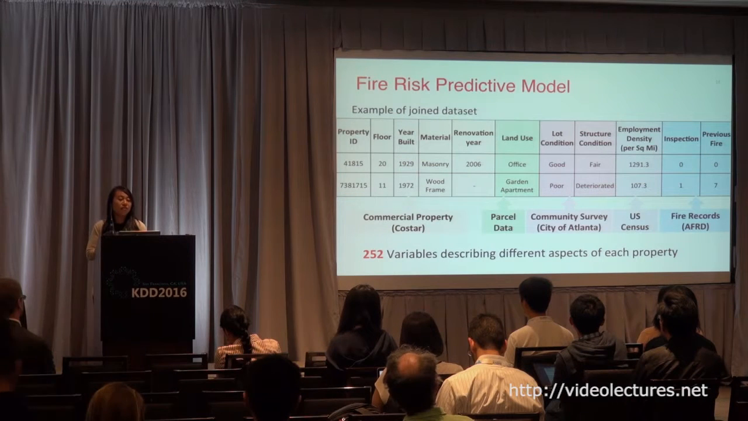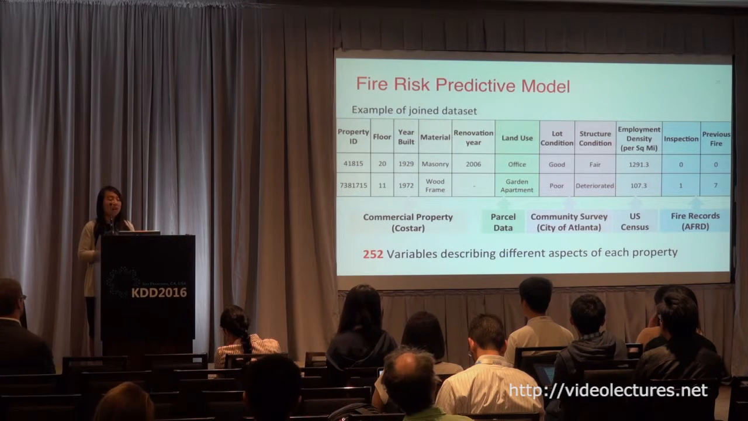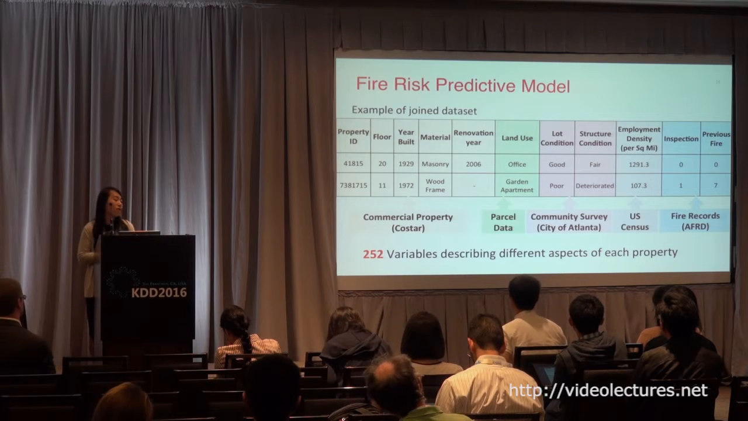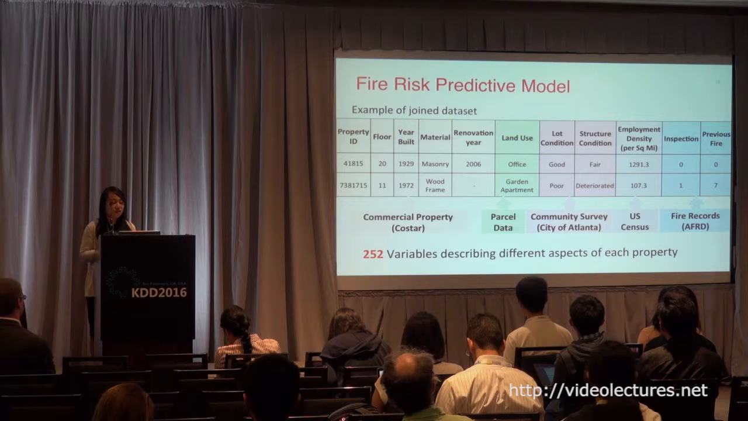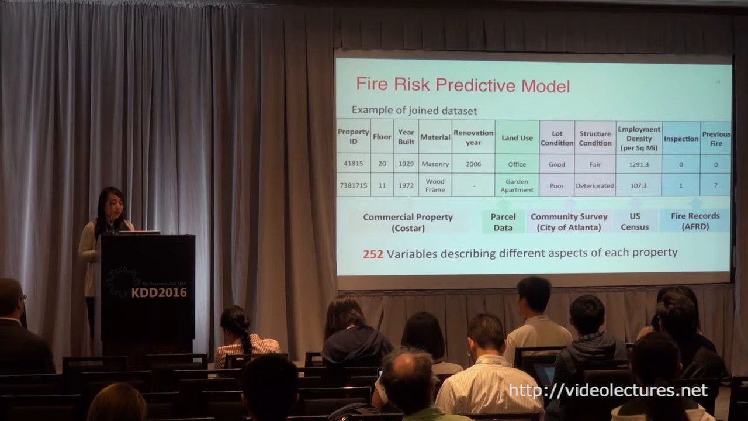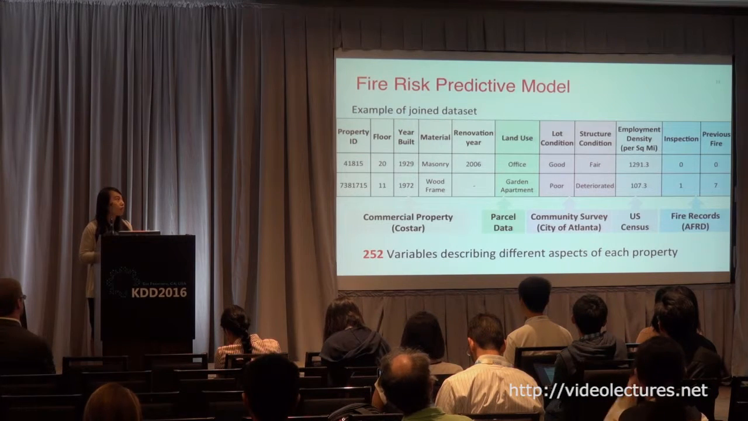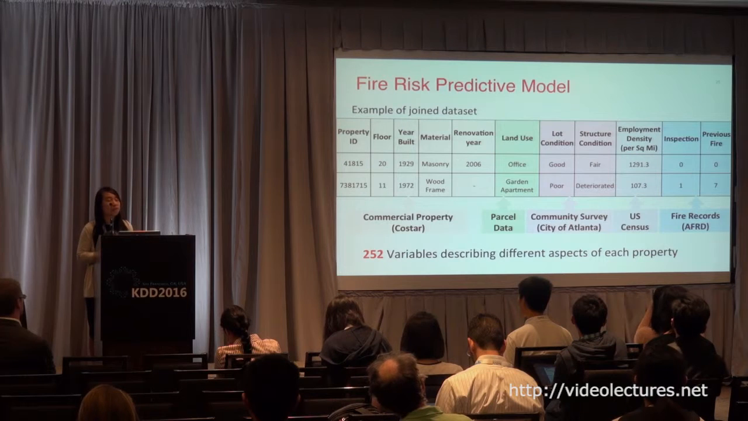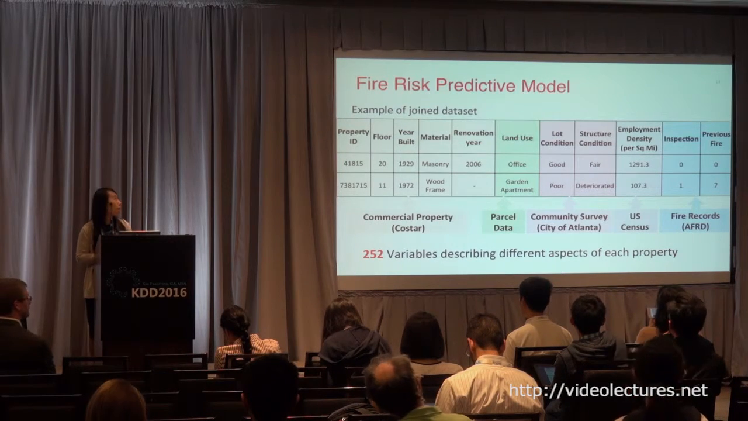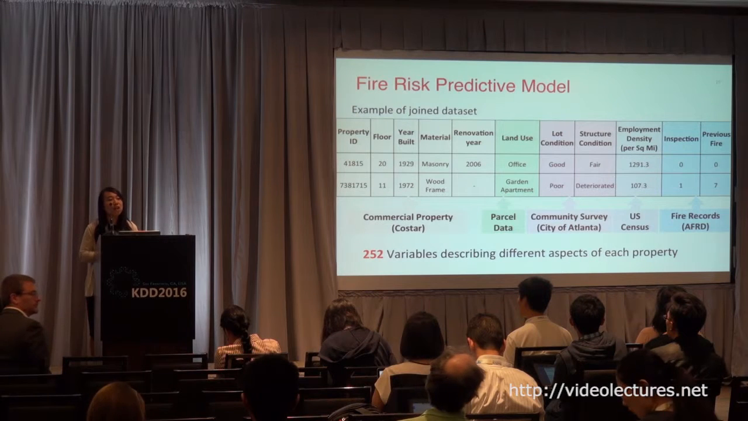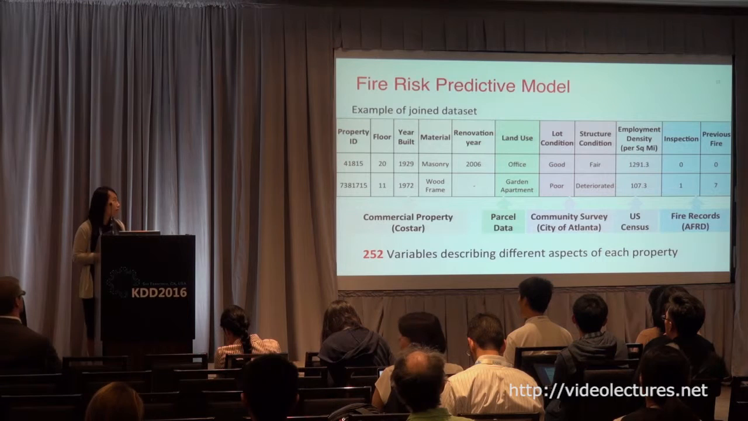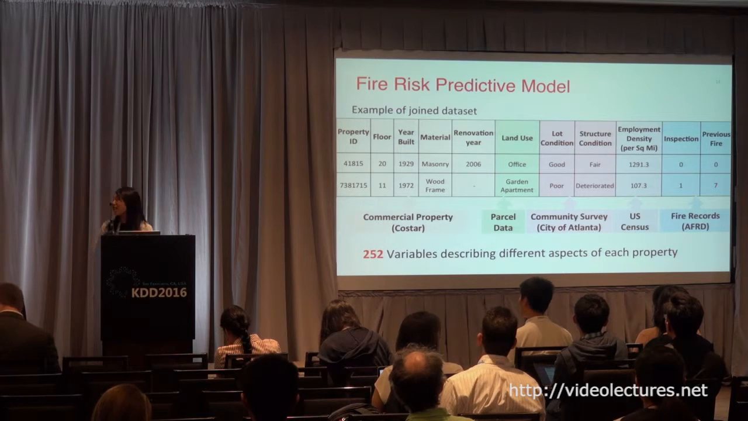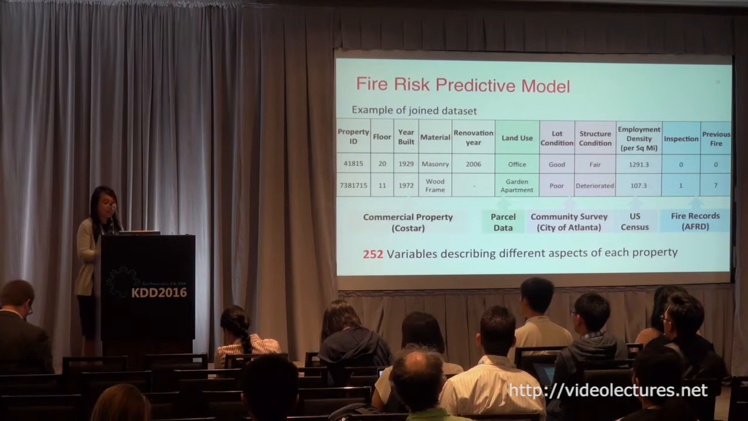So here is just a short view of the eventual outcome of all the joined data sets, so we can have different conditions, employment density, and building environment information about each commercial property in the city of Atlanta. And by the end of the day, we have 252 different variables we can play with in the machine learning models that Shang is going to talk more about.